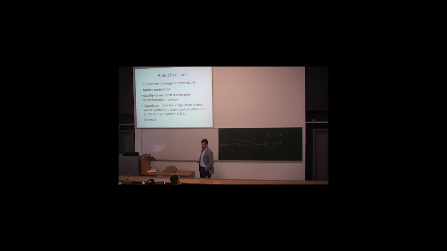Here you have the functions. So I think that all of you know them. It's important for muscle contraction. It's important for the structure of bone and teeth. It's important for blood clotting. And then you also know that it's important for the normal function of the excitatory cells. That means, for example, without calcium, we cannot generate the impulse in the heart.